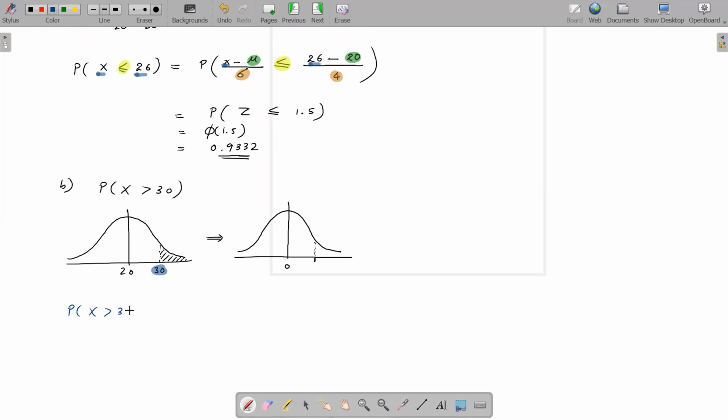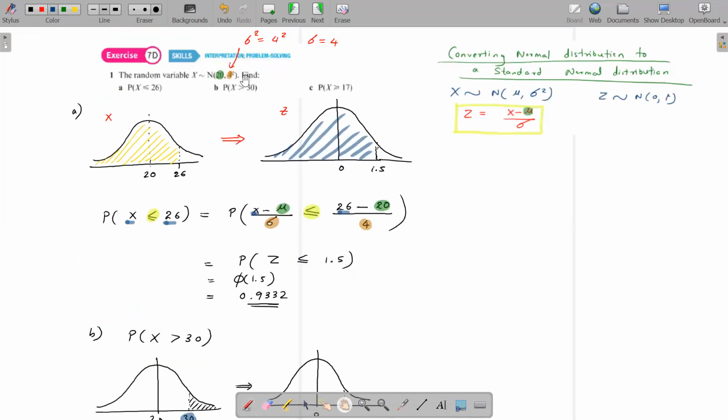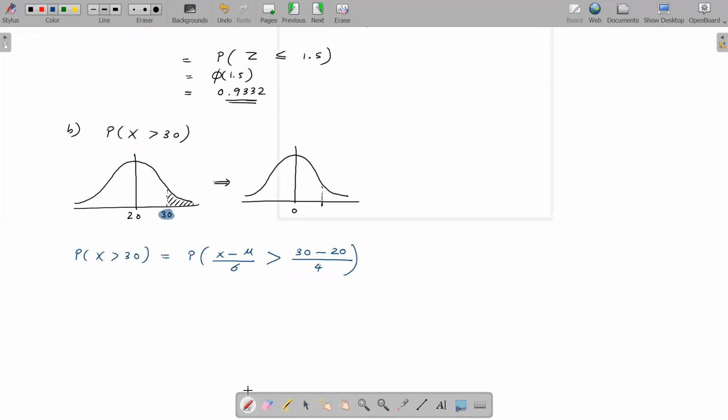Probability x greater than 30, you write as probability. From x, you subtract the mean, divide by sigma. Write the greater than sign as it is. From 30, you subtract the mean, that's 20, divided by the sigma value, which was 4. Sigma square value was 4 square, so the sigma value is 4. So x minus mu over sigma is the z value, greater than 30 minus 20, that's 10. 10 divided by 4, so that's 5 divided by 2, that's 2.5.